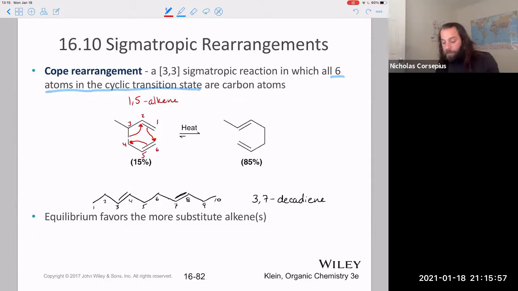This would be an example of a Cope rearrangement that actually favors the products. So why would that be, right? You could catalyze back and forth. I could do the exact same thing in the opposite direction here, right? That would also be a Cope rearrangement. Why is it then that this particular one favors the products? Because notice that this double bond here is more highly substituted, right? So it forms a more stable compound by forming a more highly substituted alkene.